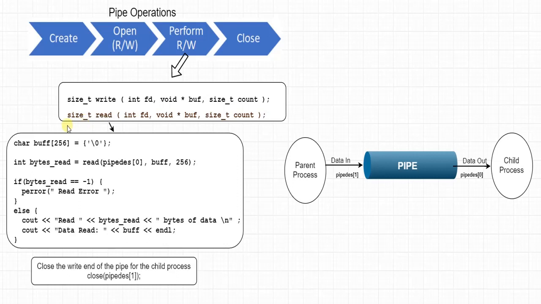So the code to read is as shown. We create a buffer of 256 bytes which is initialized to \0. Now we read the contents from pipe descriptor of 0, that is the read end of the pipe, onto the buffer using the read system call. So at one given time we read 256 bytes or fewer. The number of bytes read is returned into the variable bytes read, which we print here in the else part, and the data that is read is also printed here. In case of errors, we print the error using perror.